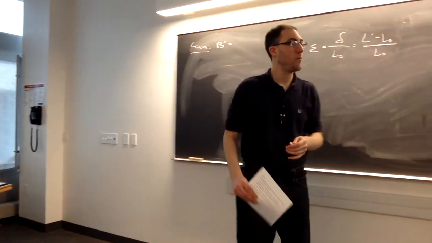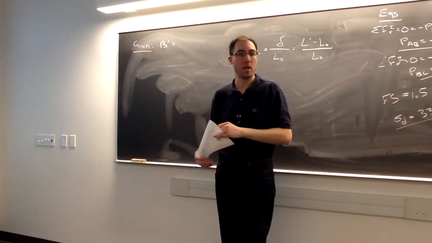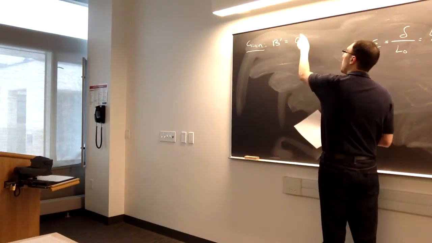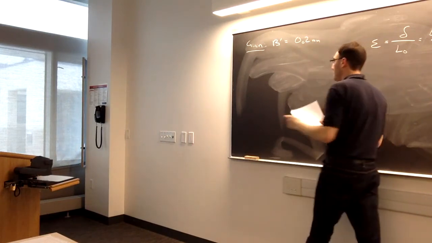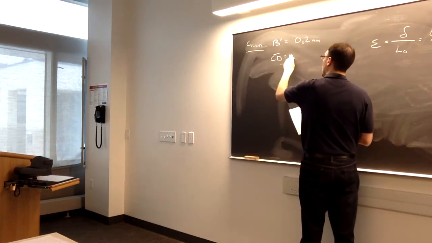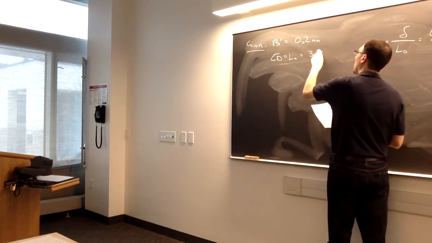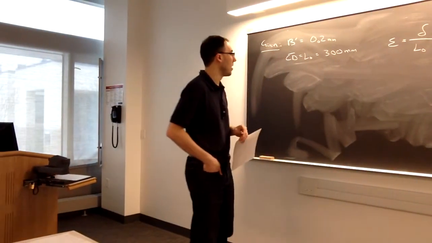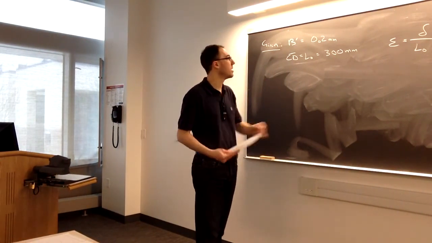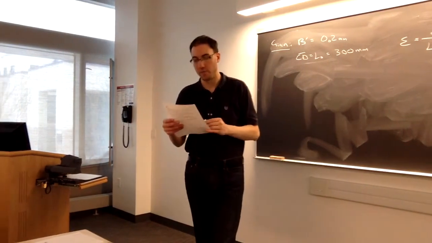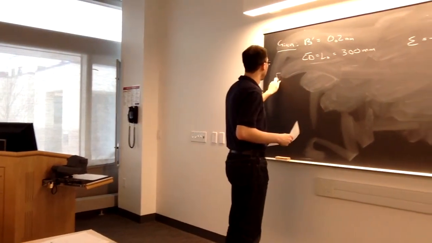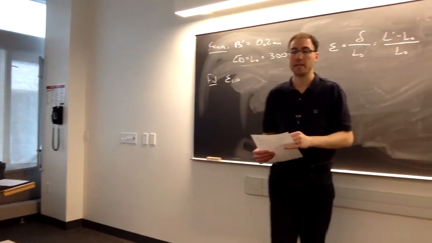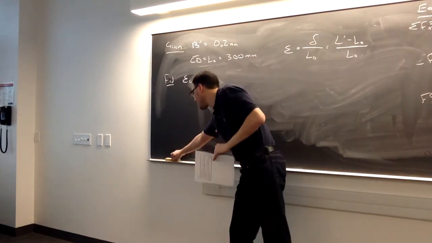What I'll call B prime, which is the point B after we pull on it with that force P, moves down by 0.2 millimeters. And the original length of the wire from C to D, which I'll call L naught, since that's what we're going to want to know the strain in, is originally unstretched 300 millimeters. And we want to find the normal strain epsilon CD.